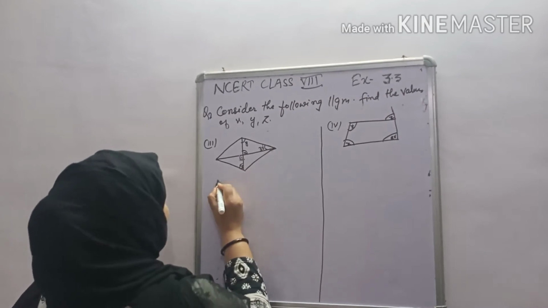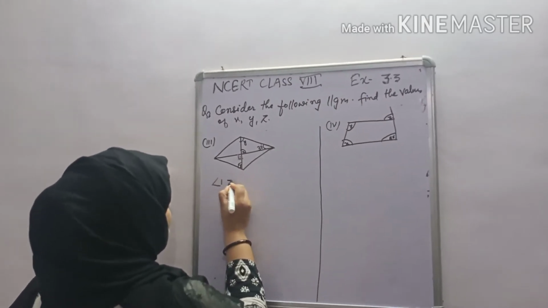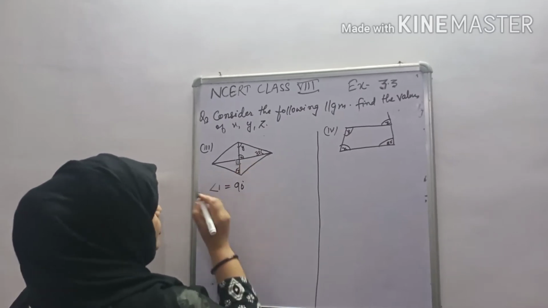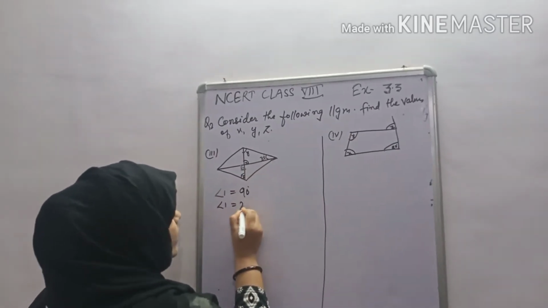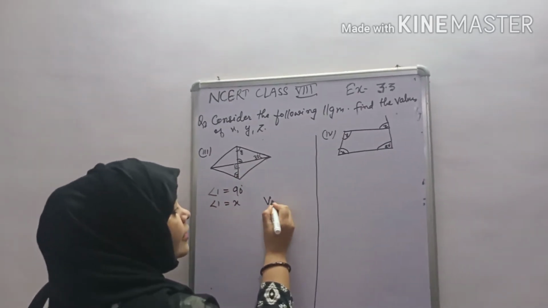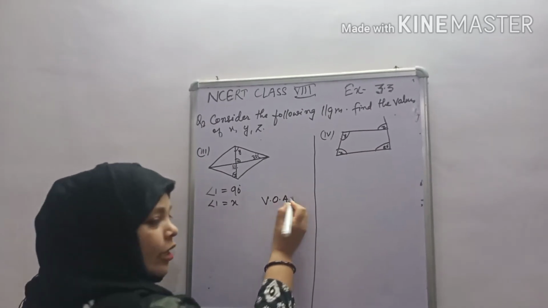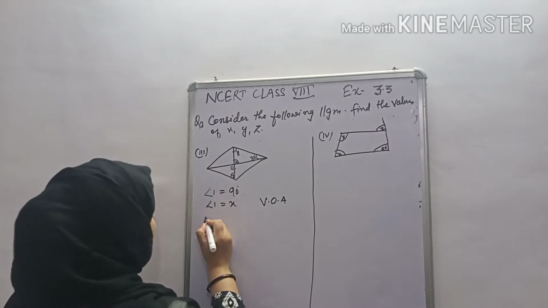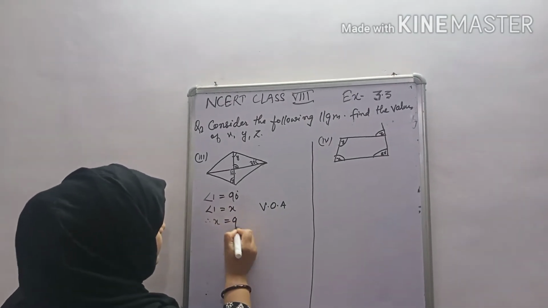So just look here. Angle 1 is equal to 90 degree. And angle 1 is equal to x. You know why? Because vertically opposite angles are equal. VOA. Vertically opposite angles are equal. Therefore, x is equal to also 90 degree.